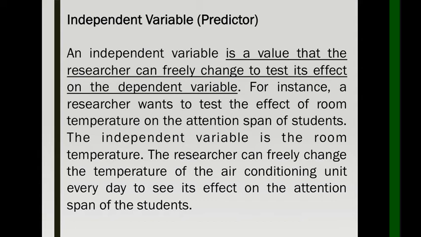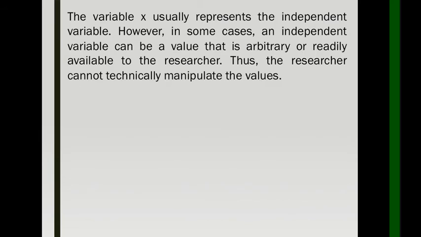For instance, a researcher wants to test the effect of the room temperature on the attention span of the student. The independent variable is the room temperature. The researcher can freely change the temperature of the air conditioning unit every day to see its effect on the attention span of the students. The variable x usually represents the independent variable. However, in some cases, an independent variable can be a value that is arbitrary or readily available to the researcher, thus the researcher cannot technically manipulate the values.